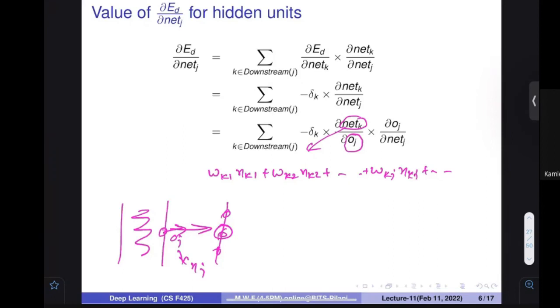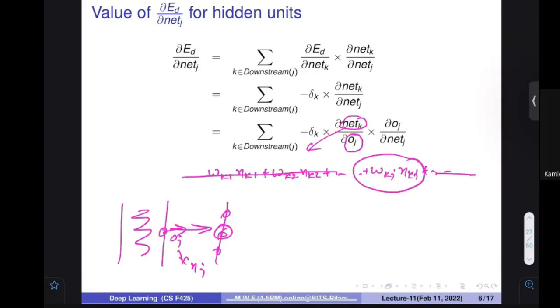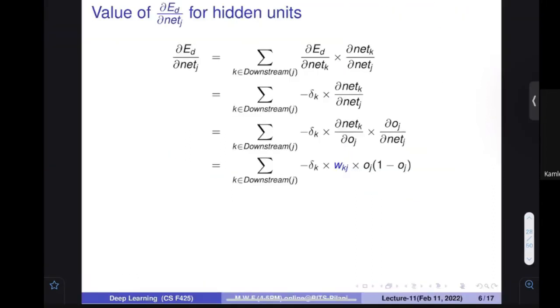Does it make sense? So only this term is going to survive. All these other terms are going to be cancelled. Since this particular quantity oj is equal to x, when you do the differentiation this is going to vanish and become 1. So what remains is w kj. Here you get this particular quantity as w kj.